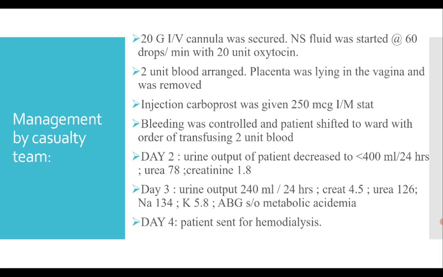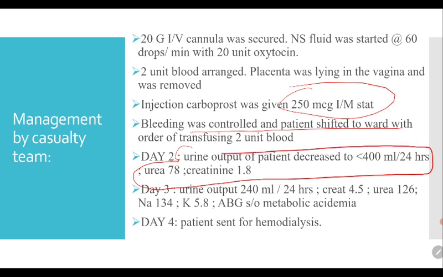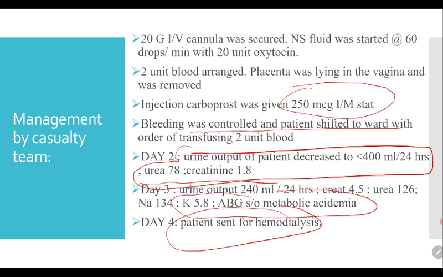Then we managed the patient in casualty. A 20-gauge IV cannula was secured, NS fluid was started, 2 units of blood transfused. The placenta was lying in the vagina and was removed. Then PPH management was done, bleeding was controlled, and the patient was shifted to the ward. Then on day 2, urine output decreased to less than 400 in 24 hours and creatinine was on an increasing trend. So the patient was sent for hemodialysis because of high potassium level and metabolic acidemia.